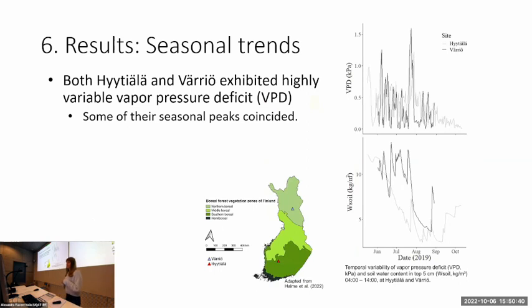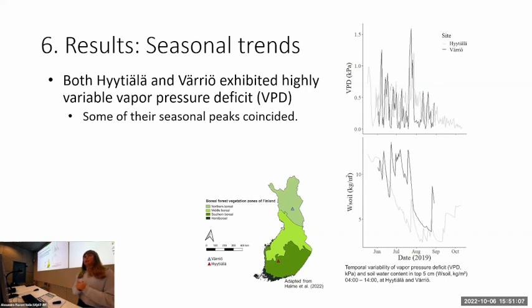So looking at the results, I have just selected 2 key variables in the environment to show the temporal trends of, but we were looking at many. But between the 2 sites, generally Värriö, the more northern site, had a shorter growth season, and both Hyytiälä and Värriö exhibited highly variable vapor pressure deficit.